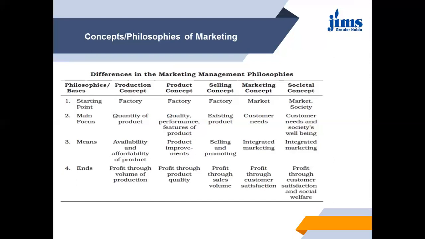And ultimately, the purpose of the production concept is profit through volume of production, while the product concept is profit through product quality. The selling concept aims at profit through sales volume, increasing sales volume, which means a higher level of revenue and profit. While the marketing concept talks about profit through customer satisfaction, so it is customer oriented. While the societal concept talks about profit through customer satisfaction and social welfare both, considering society as a major player and a major decision maker in the success and failure of any business.